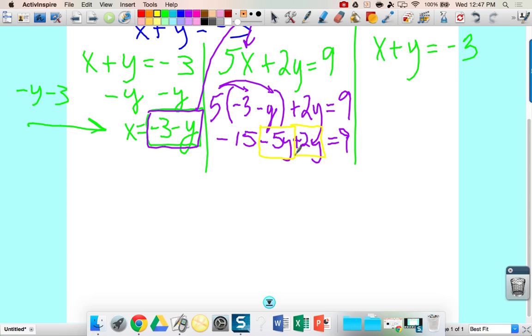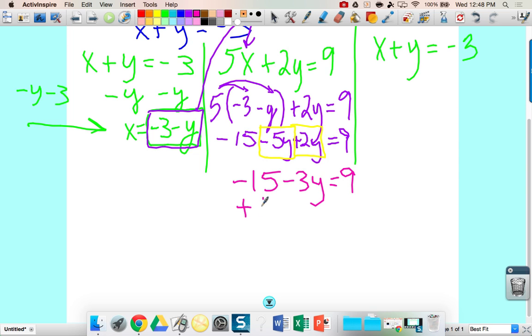Negative 3y. Remember, if they're on the same side together, I can pause it and give you time to write it down. Okay, so I really like you to watch. If they're on the same side together, you literally read it from left to right. Negative 5y plus 2y is... Garrett, you said negative 3y.